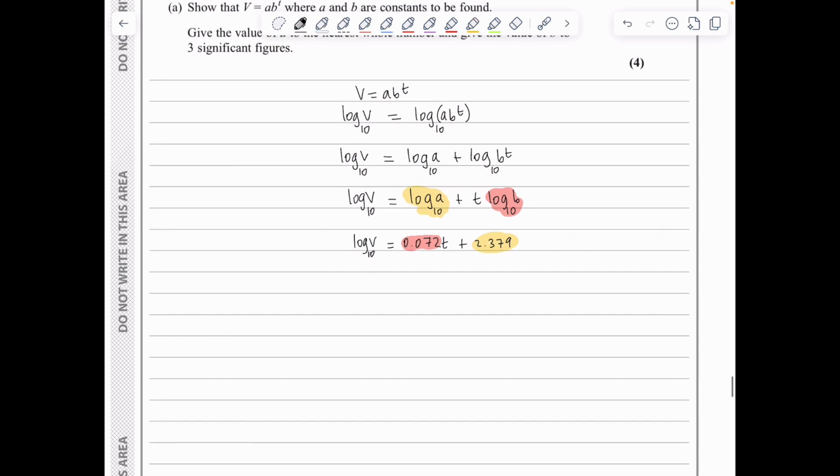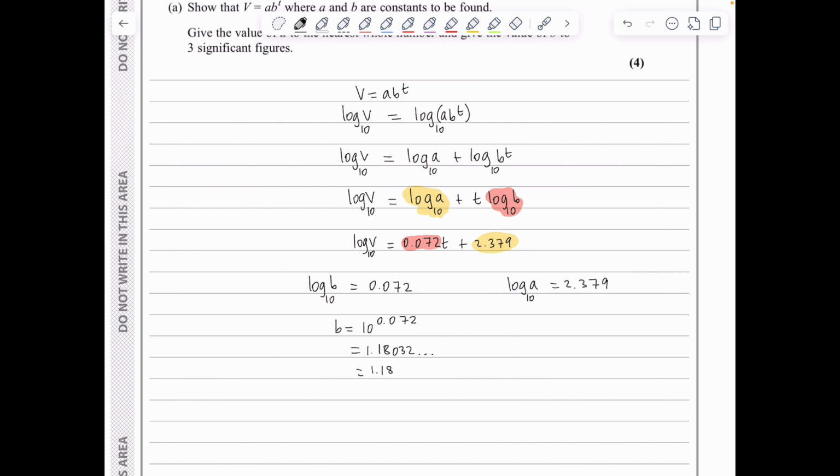So we are looking at log of b base 10 being equal to 0.072 and the log of a base 10 being 2.379. This means that b is equal to 10 to the power of 0.072, which gives an answer of 1.18032..., which correct to three significant figures is 1.18.